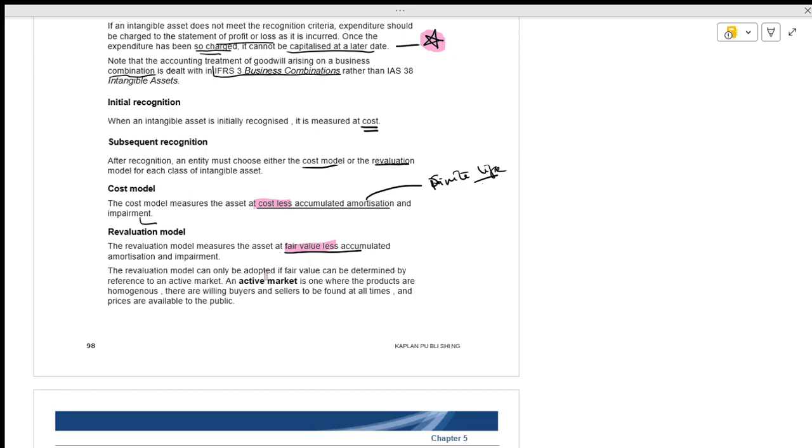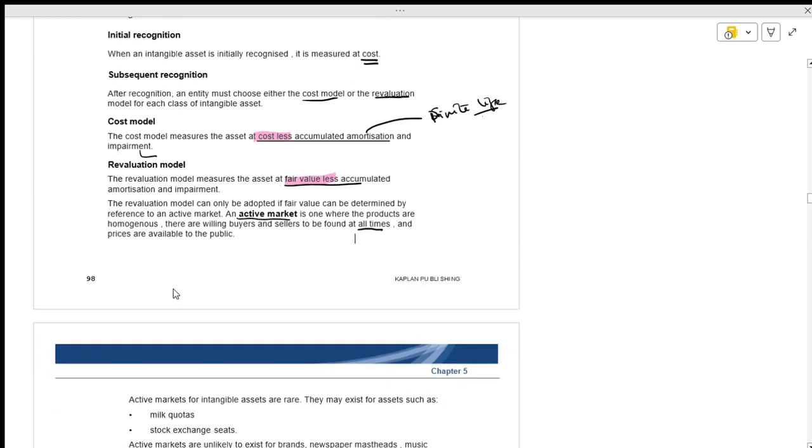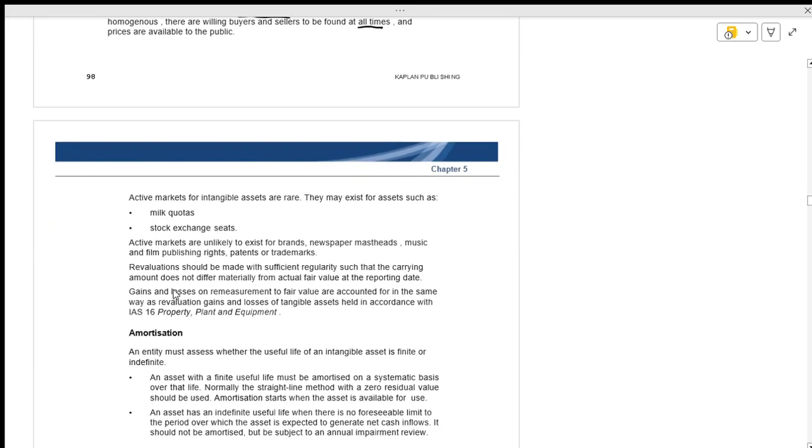These are the basic things. The revaluation model can only be adopted if there is a reference to an active market. An active market means there is demand for that product and people are willing to buy and sell. They are willing buyers and sellers at all times. Then only can we work on the revaluation model.